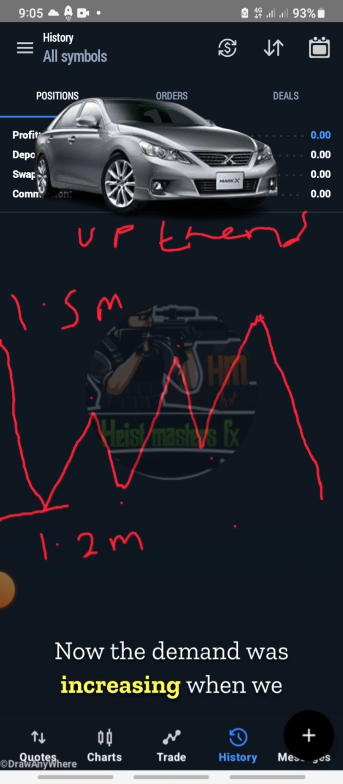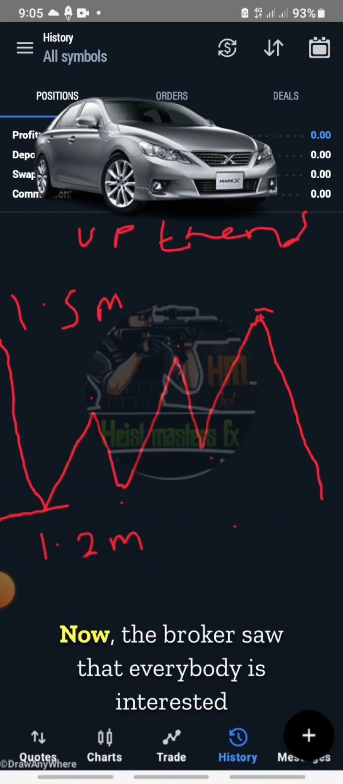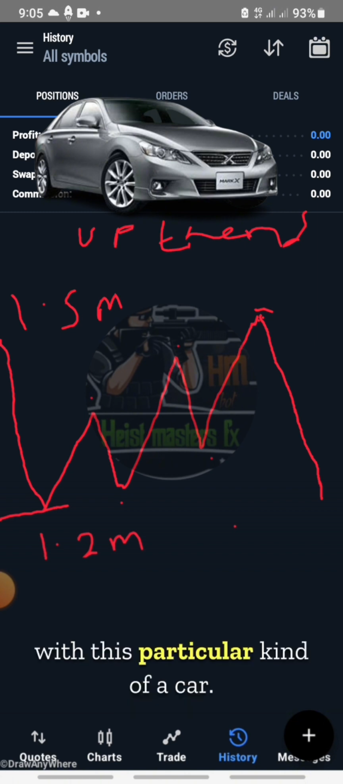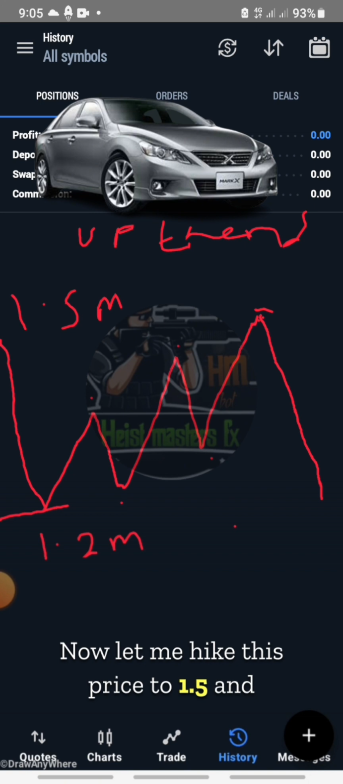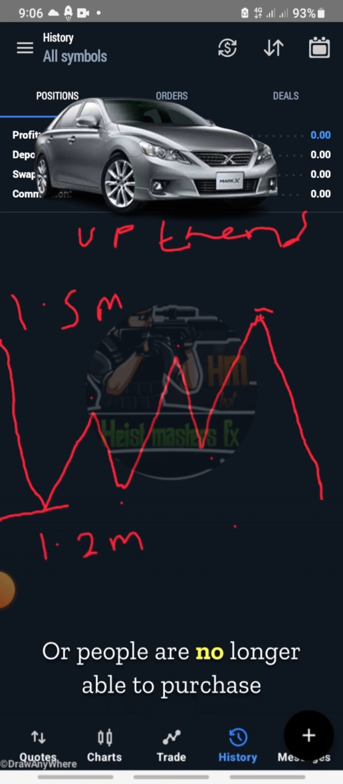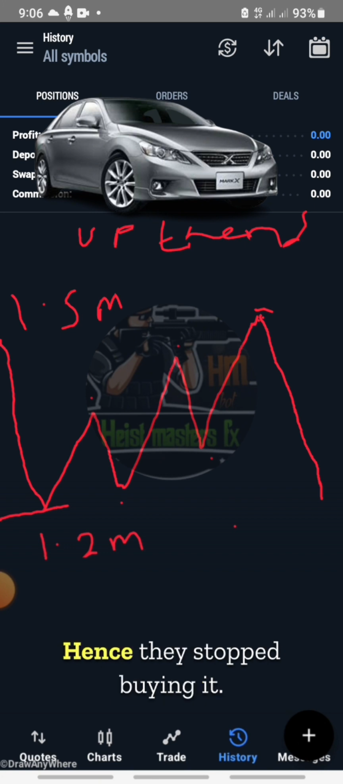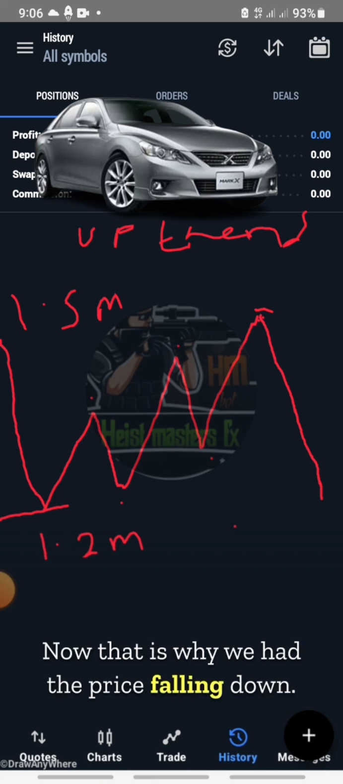Now the demand was increasing. When we reached this level, the broker saw that everybody is interested in this particular kind of car. Now let me hike this price to 1.5, and people are no longer comfortable with the decision, or people were no longer able to purchase that particular kind of car at 1.5, hence they stopped buying it. Now that is why we had the price falling down.